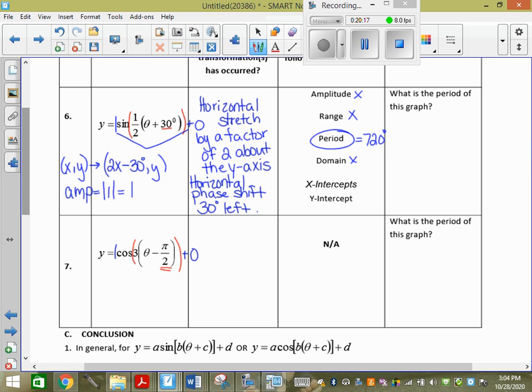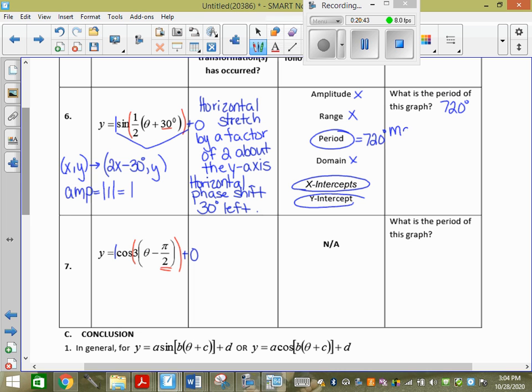My domain isn't going to change because it's x is an element of the reals. So unless I restrict the domain, it doesn't matter what you're doing. Do I have a vertical or horizontal translation happening here? With the vertical displacement or horizontal? Nope. What's going to happen to the x and y intercepts? They're going to change. What's the period of the graph we already gave? It's 720. And I want to do the range.